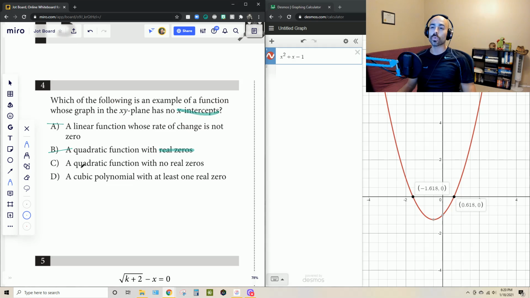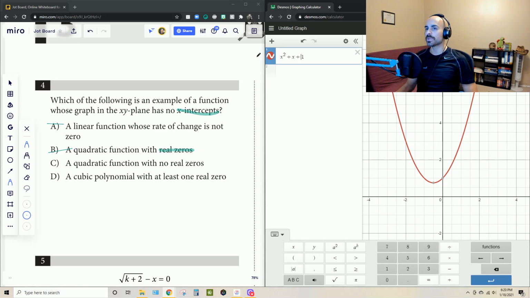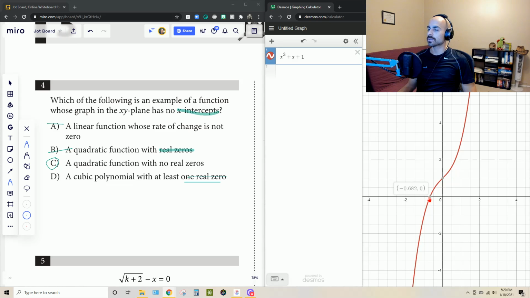It can't be B. A quadratic function with no real zeros, well, that's where we were essentially at, and this turns out to be the correct answer. But let's see, why is it not D? Well, a cubic polynomial with at least one real zero, so that means it has at least one x-intercept. And to be a cubic polynomial, that means that's no longer 2, but that would be 3. And it kind of makes this shape. It's like a parabola where one side just gave up. And it hits x right on there. So that's not going to fulfill our necessity of this problem.